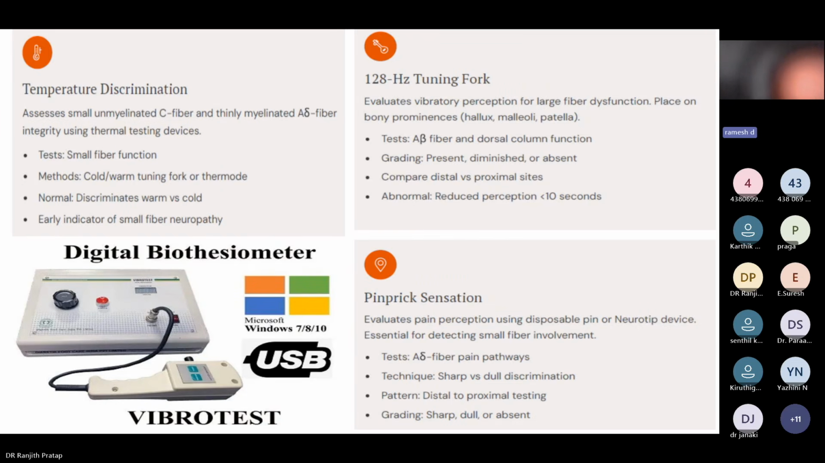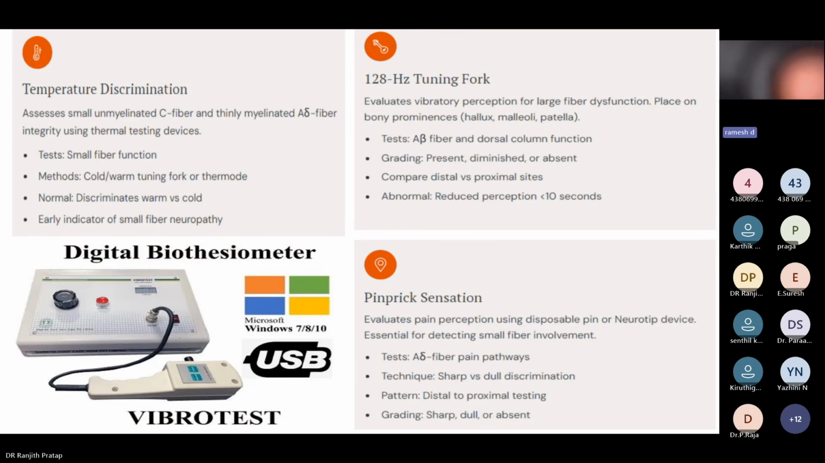Next is to assess vibration perception. We can use a 120 hertz tuning fork. We place it on a bony prominence, especially the hallux, medial malleolus, or the patella. If there is a loss of tuning fork vibration sense, we have to go from distal to proximal. You can also use the biothesiometer, which is available as an instrument. It is a graded vibration perception, so we can identify the exact vibration perception threshold by increasing the vibration levels.